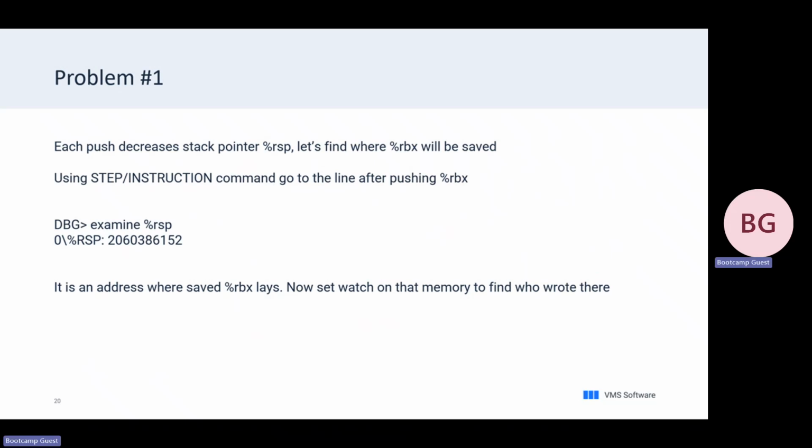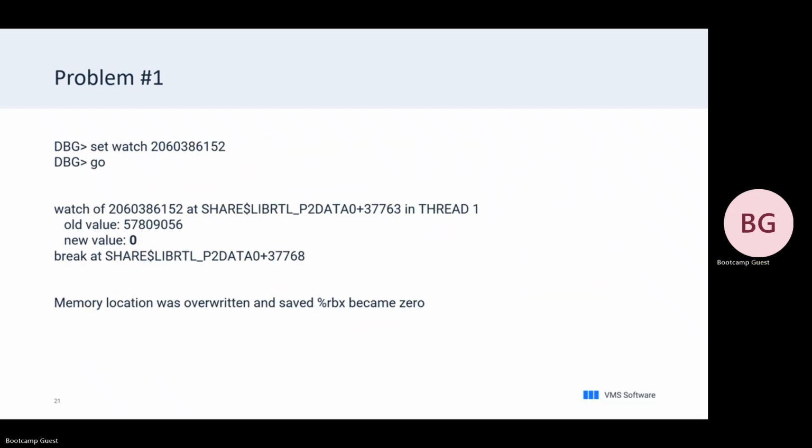And we can set a watch on that memory. We do set watch, we're still inside the function after the push, and run the program to completion. And we see that the data was overwritten. There was some value, and it became just 0. So the saved memory was overwritten.